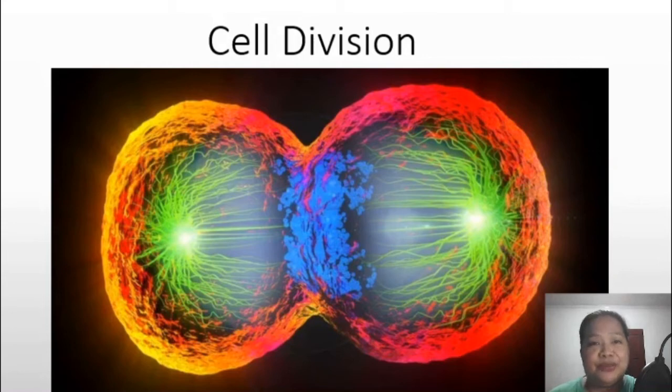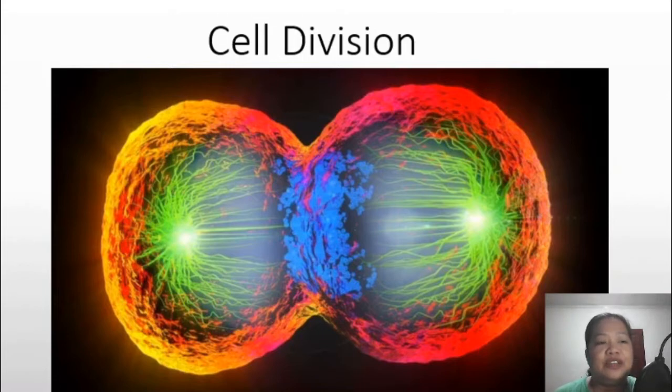Hey, good afternoon everyone. So let's have another topic on the cell cycle, which we call cell division. Cell division is another activity of the cell that helps the cell to replace worn out cells. At the same time, this is another way to reproduce.